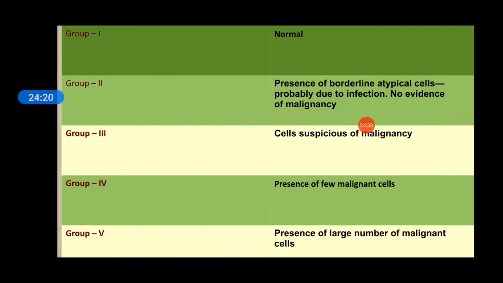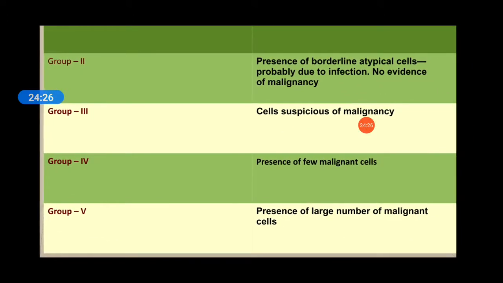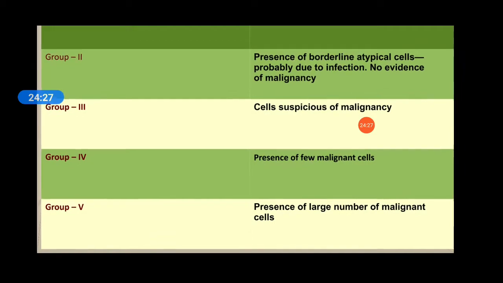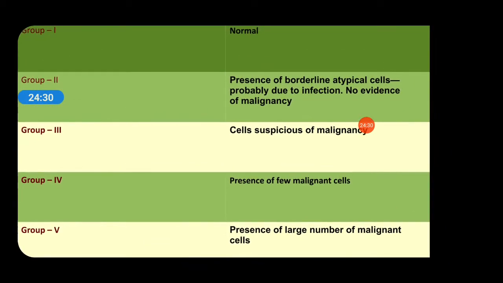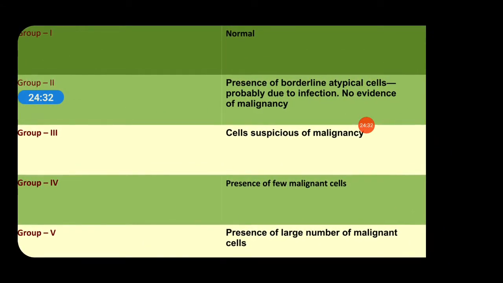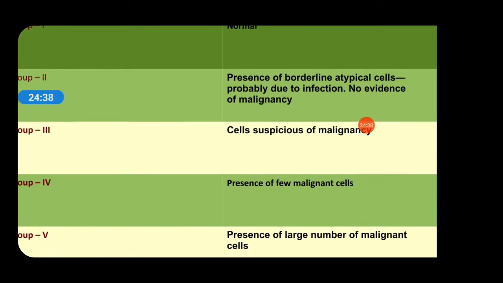First group is normal, second is also normal, means free from cancer, but maybe some other infection may be there. Possibility of some other infection will be there. Group 3 is cells suspicious of malignancy. Here in this group 3 you'll find doubtful cells, meaning chances of malignancy may be there. Suspicious means chances of malignancy will be there.